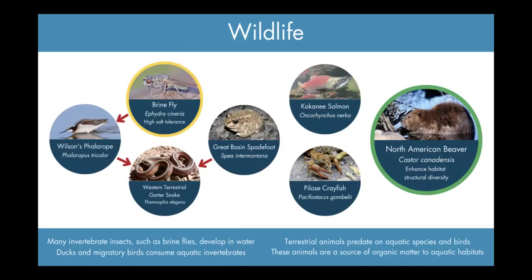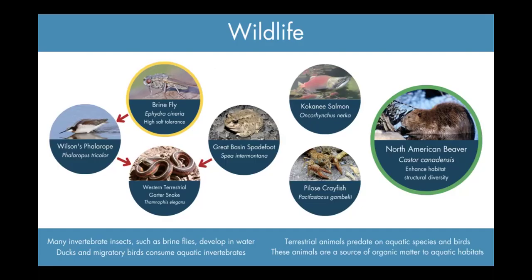The North American beaver is a keystone species that enhances habitat structural diversity through the creation of dams. Beavers will return in this presentation. The arrows show one food chain in this system. The brine fly is the only benthic macroinvertebrate of chemically extreme Great Basin lakes, like the Great Salt Lake, because they can tolerate the incredibly high salinity.